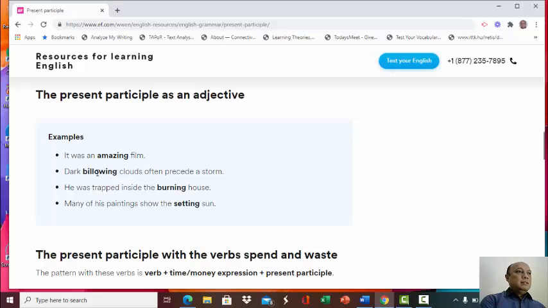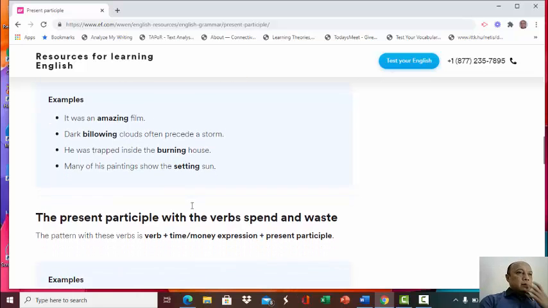Yeah. Dark billowing clouds often precede a storm. Dark billowing clouds. Billowing explains the word clouds. Okay. He was trapped inside the burning house. Burning explains or modifies the noun house. Yeah. Many of his paintings show the setting sun. Setting modifies or explains the noun sun in front of it. Okay. So a present participle can be used as an adjective that explains or modifies a noun.